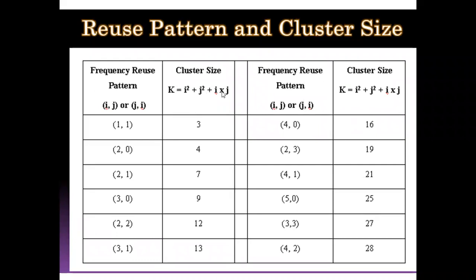4 plus 1 is 5, plus 5, plus i into j, that is 2 into 1, which is 2. So 5 plus 2 is 7. This ij value will give you 7, so the size of the cluster is 7. Normally we can use it in the next slide.